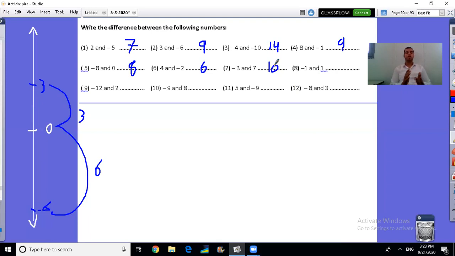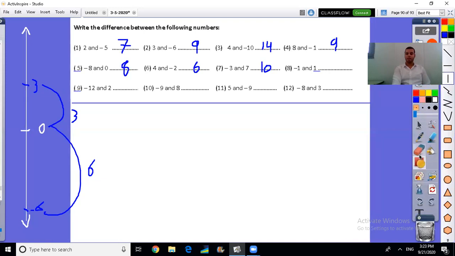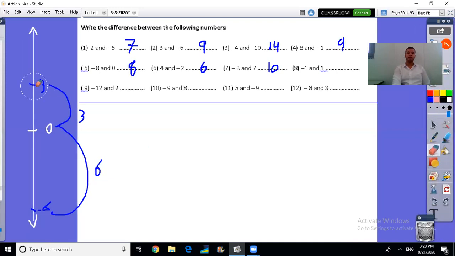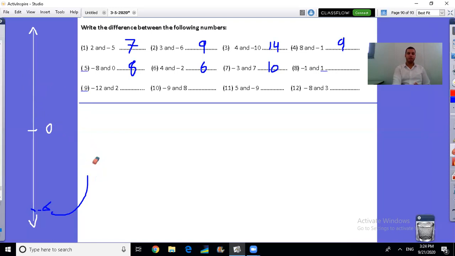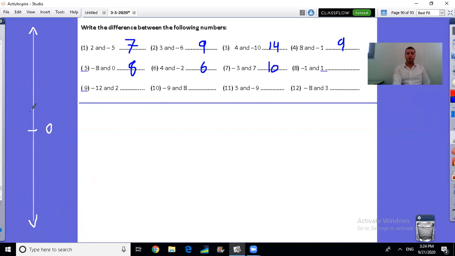Question number 8. You can always use the number line, guys. So pause the video in question number 8 and think about it, and then come back again to check your answer. -1 and 1. I'm going to use the number line. It's the easiest question, I know. The easiest of them all, but just for those who still need to use the number line, no problem.